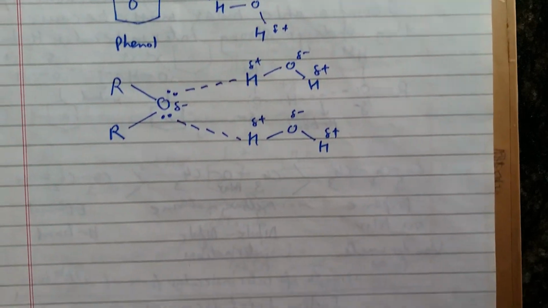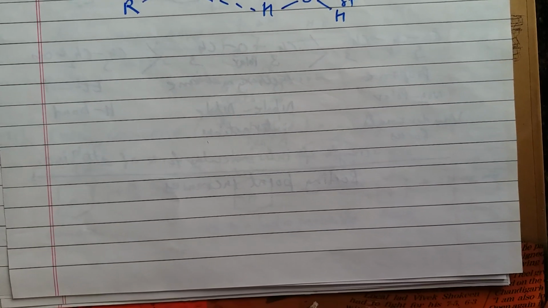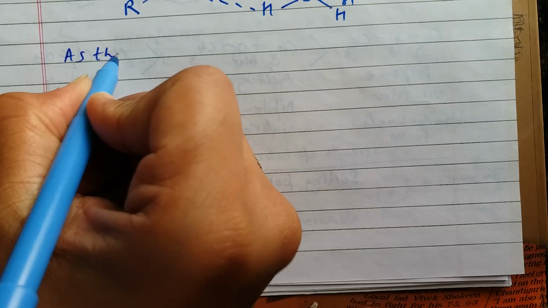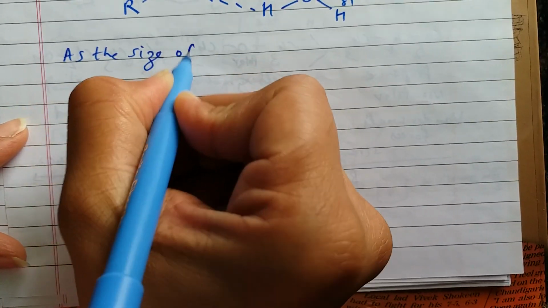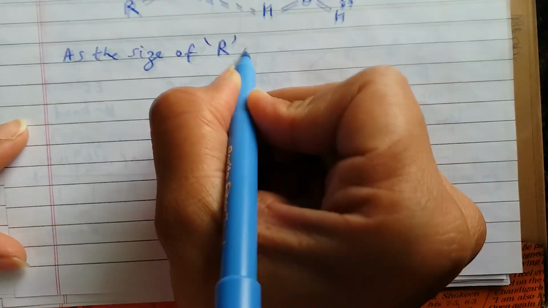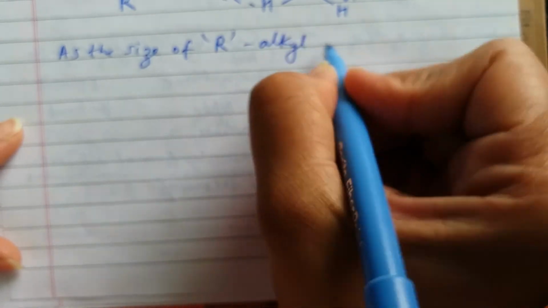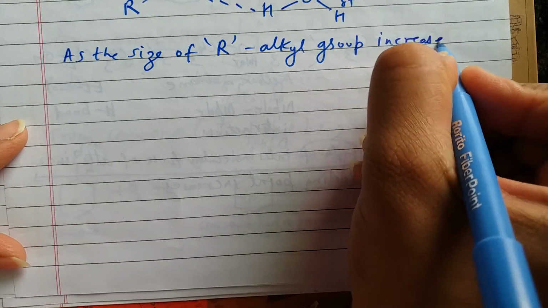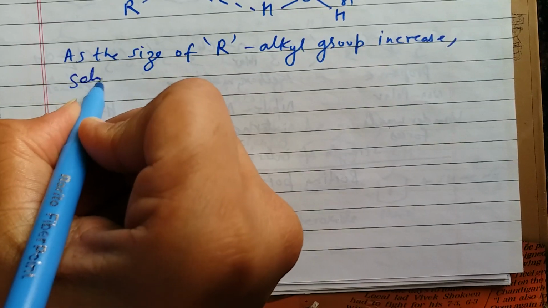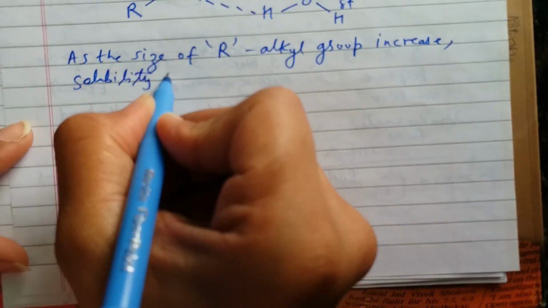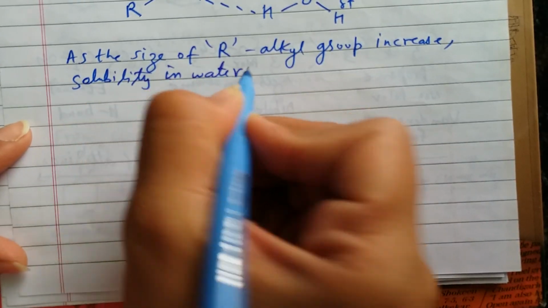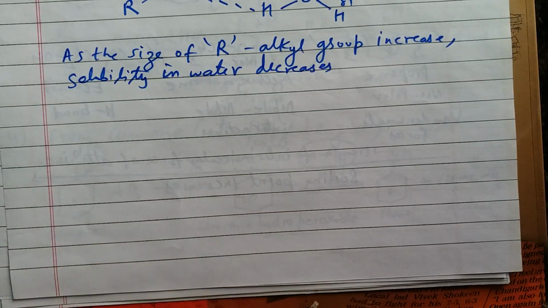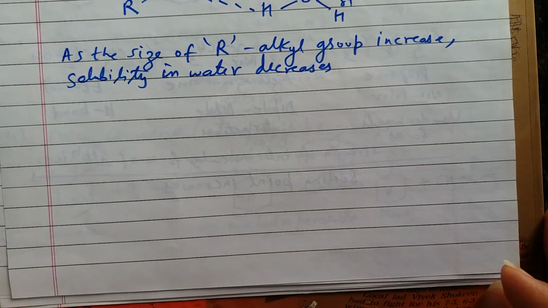Okay, now I'll just conclude with one more thing. And what is that? As the size of R, what is R? The alkyl group. As the size of the alkyl group increases, solubility in water decreases. As the size of the alkyl part increases, solubility in water decreases.